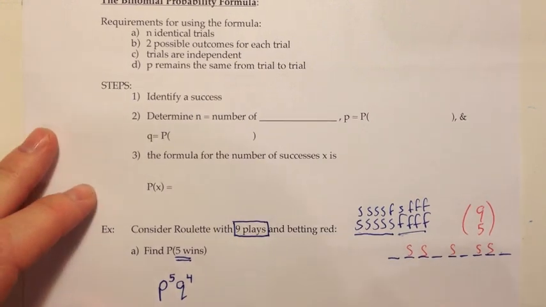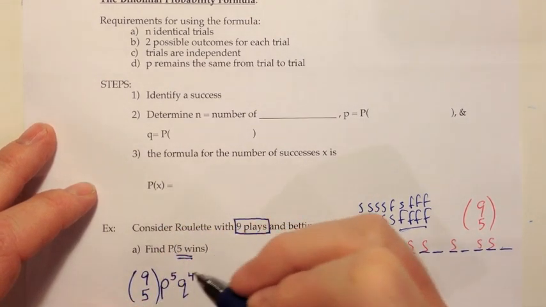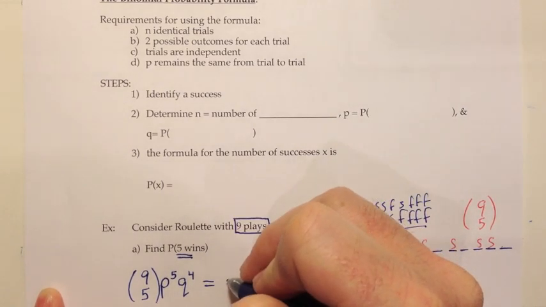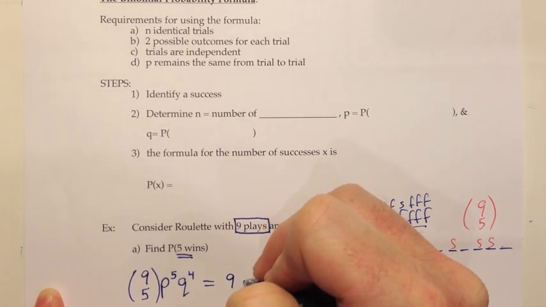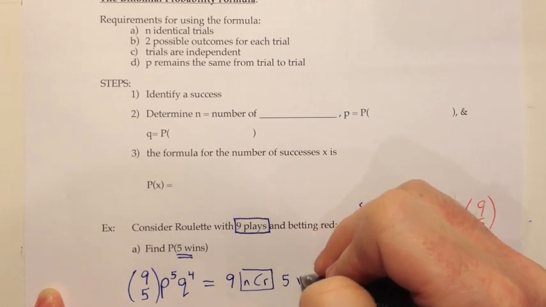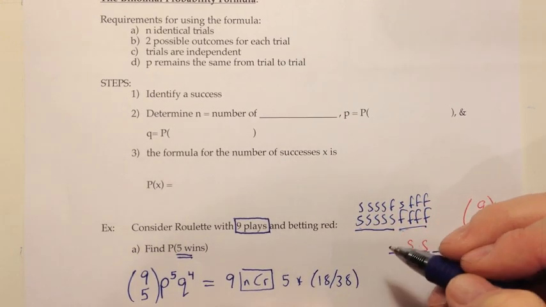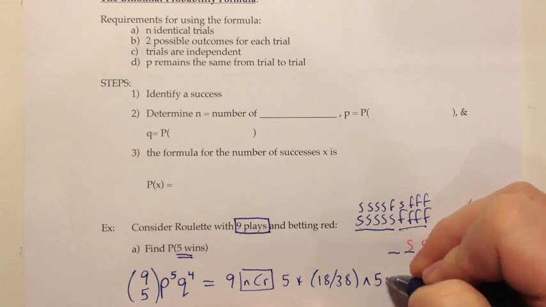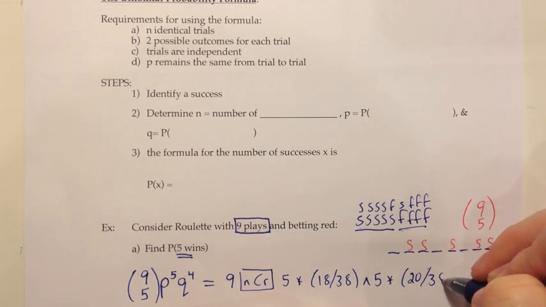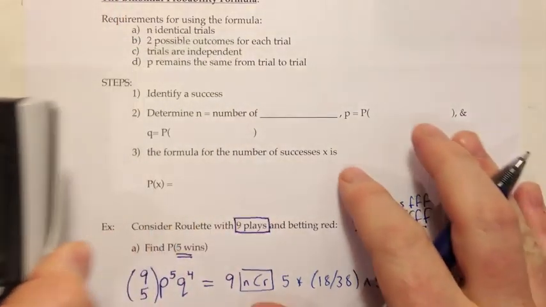So rather than having to list them all out, I can take the number of plays, 9, choose the number of wins, 5, and use that as my multiplier. So let's go ahead and write that out now. This is the way it would look on the calculator. 9 nCr, which is our choose, 5 times P, which is 18 out of 38, raised to the 5th, times 20 out of 38, which is Q, raised to the 4th. And let's go ahead and enter all that in.